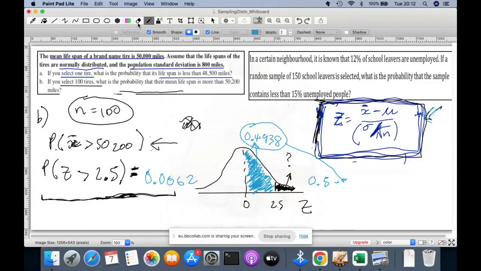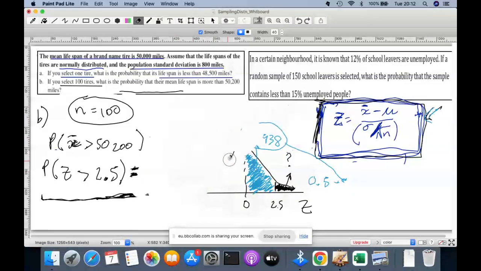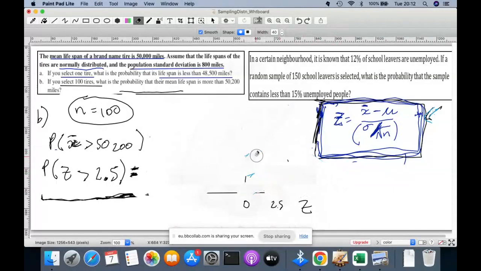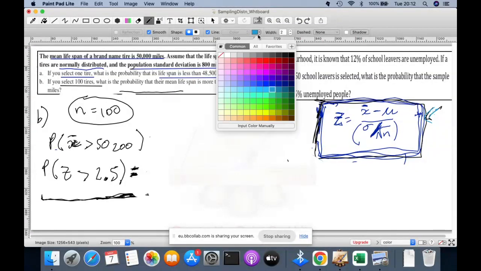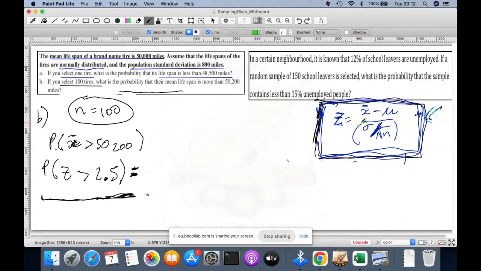Now, I just want to draw your attention to something. You will probably be asked for something called the standard error. If you look at your Z formula, whatever is in the denominator, that is your standard error. So in this example, if you look at what's in the denominator, I'll circle it in a different color. Whatever's in the denominator, that's your standard error.